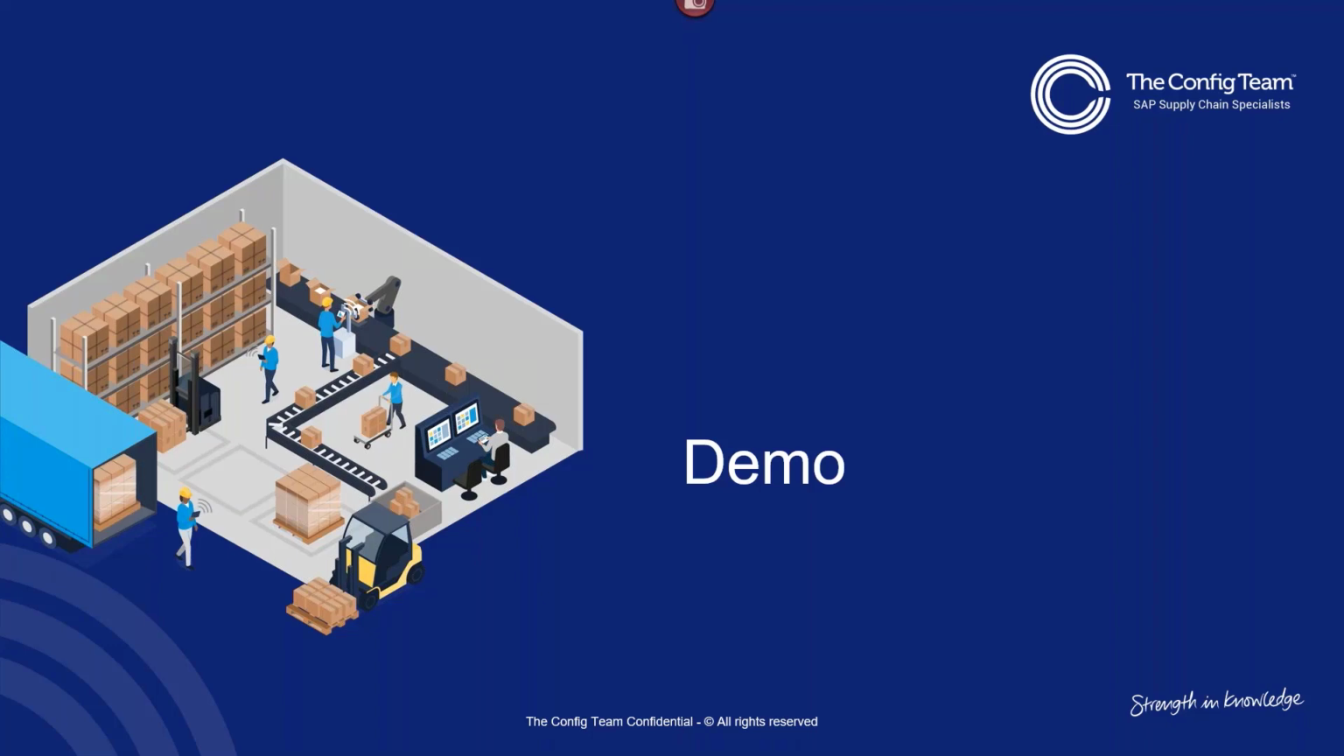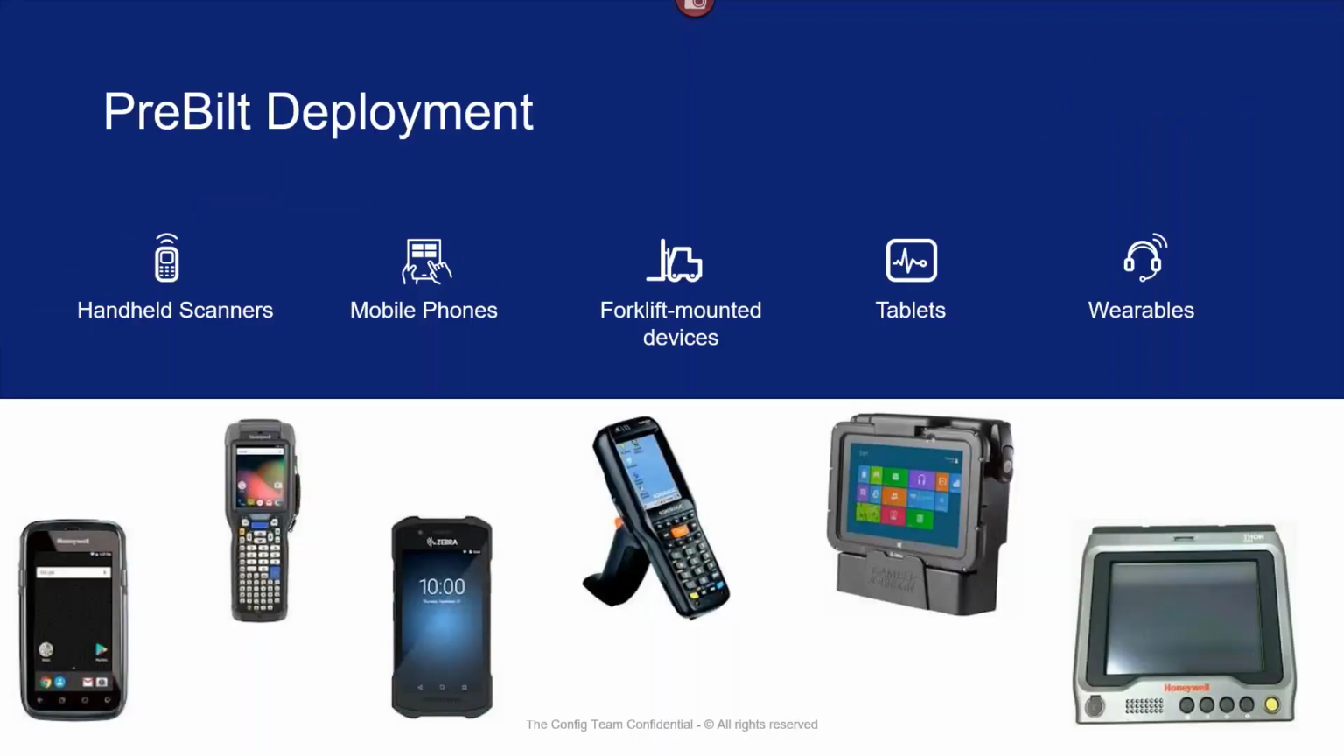Okay, so welcome everybody. This is the demonstration for PreBilt. Before we get started, PreBilt is device agnostic and can run on multiple different device types. So if your supply chain utilizes different devices across your whole supply chain, PreBilt can use one solution that could be deployed across all of them.